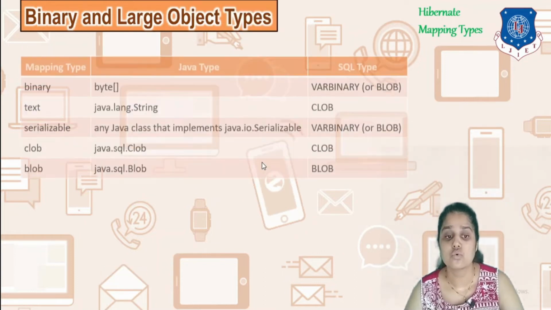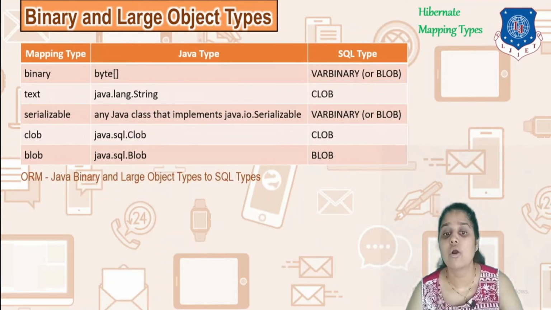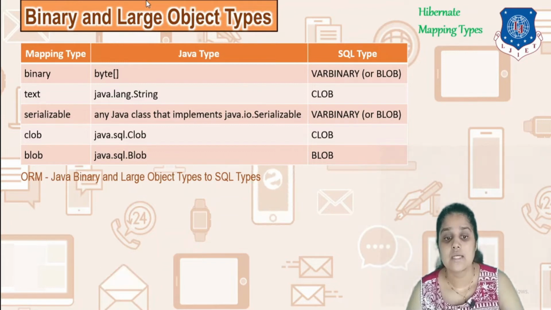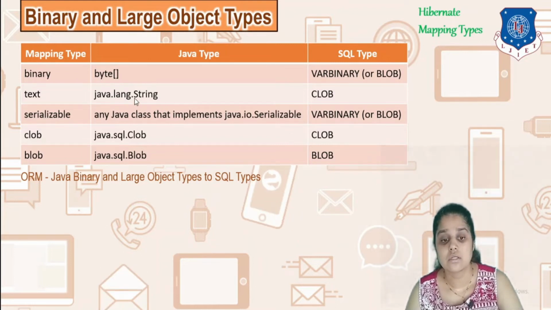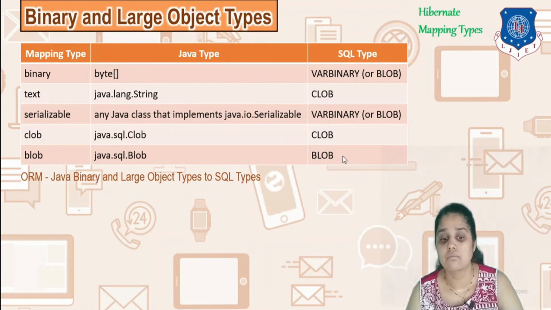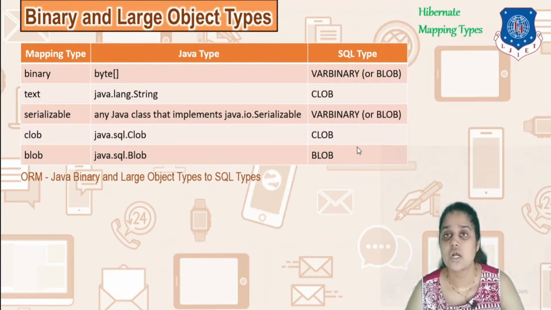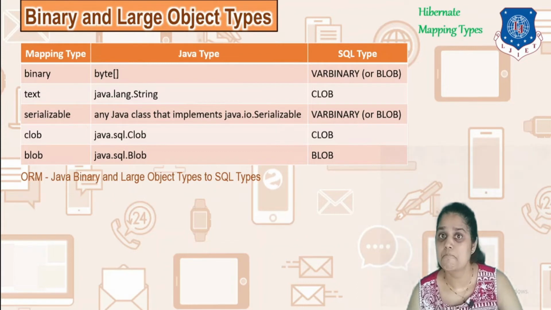I can also typecast or map binary or large objects. I can map my byte array to varbinary or blob. I can map my string to clob. I can map any serializable object by blob. I can do clob by clob and blob by blob. These are generally for storing images. So these are the things that you can actually map.